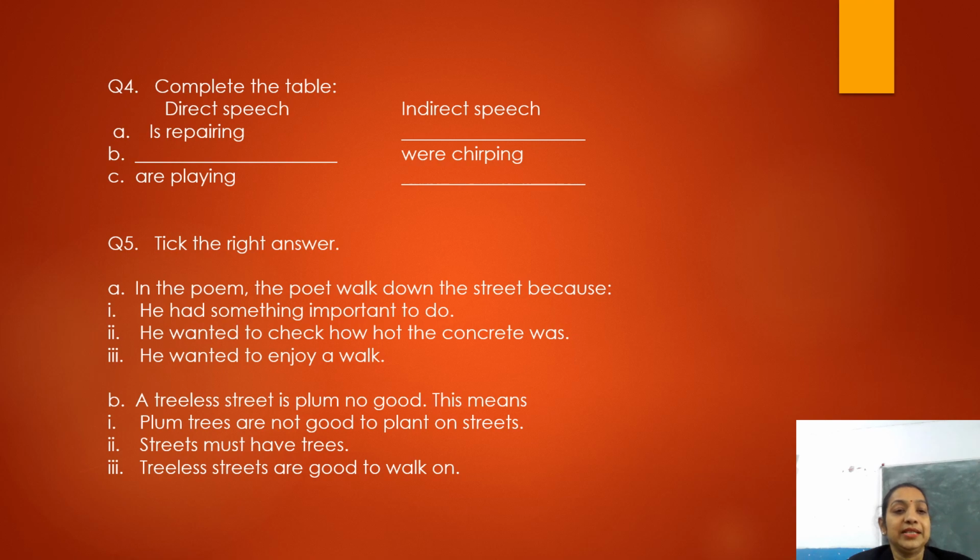Now let us move on to the next question, which is question number 5. Tick the right answer. So here children, 3 options are given for each, and you have to tick the correct option. The right answer you have to tick.